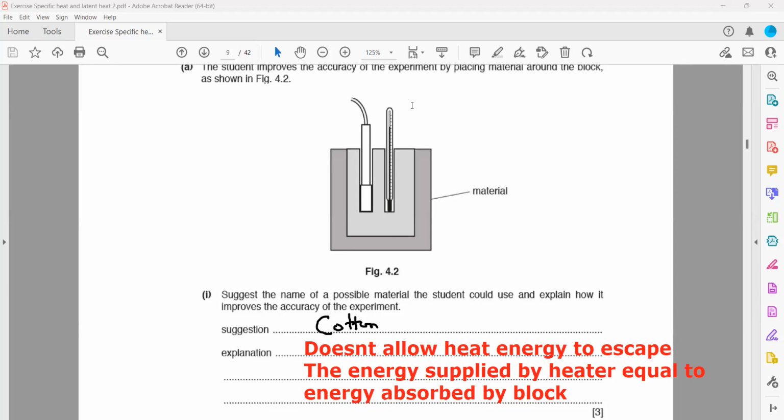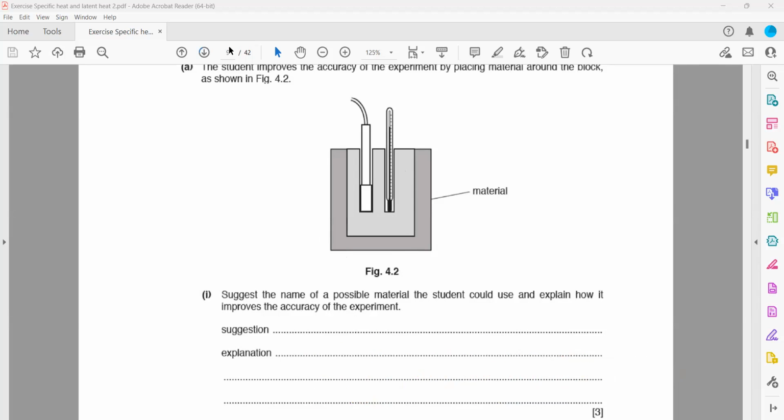If you mention copper, copper is a conductor. If I surround this with copper, the copper will take the heat energy. When the heater supplies energy to this solid, that will transfer energy to the copper, so copper will take that energy. But if cotton was there, it is not allowing that energy to escape. So any insulating material you can mention: cotton, wool, cardboard.